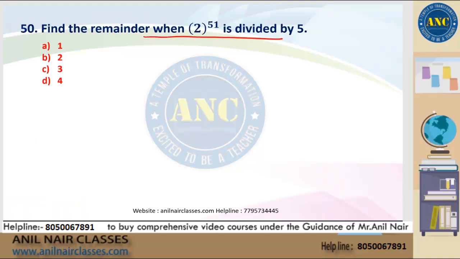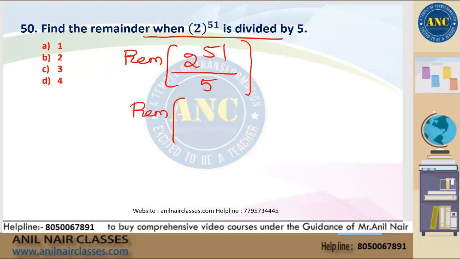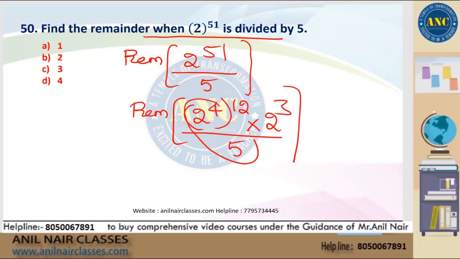Find the remainder when 2 power 51 is divided by 5. Denominator 5, 5 is a prime number. So numerator it will be a power p minus 1. 2 power 4 power 12 into 2 power 3 divided by 5. This is 1. 8 by 5. 5 ones are 5. Remainder will be 3. Idea clear, right?